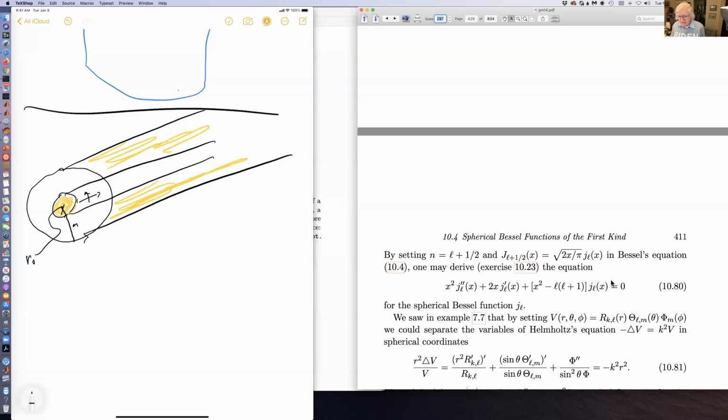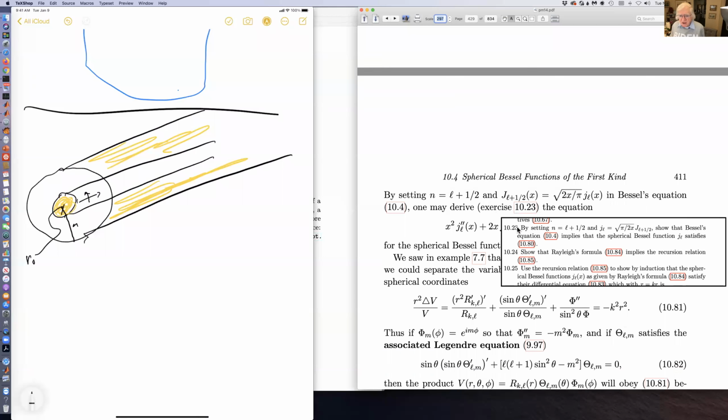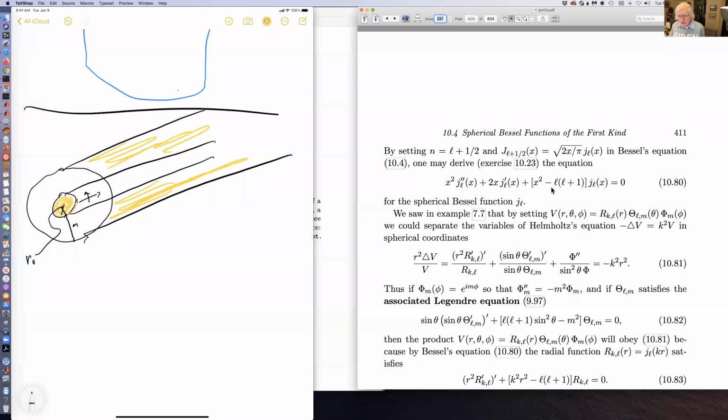What happens then is that, first, let's see what happens if we take this expression and substitute it into Bessel's equation. As one of the homework problems, you can show that the spherical Bessel functions then satisfy this differential equation. And this is the equation for a spherical Bessel function. This is an equation we ran into in example 7.7 when we were talking about separable equations in 3 dimensions with spherical symmetry.